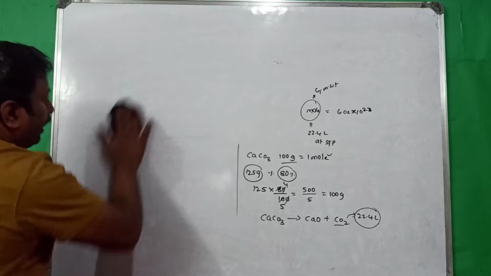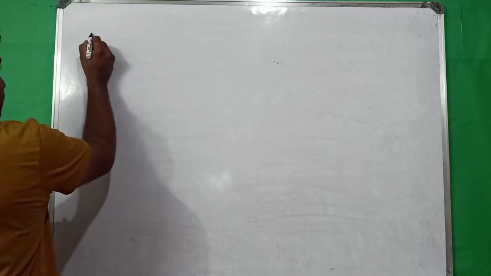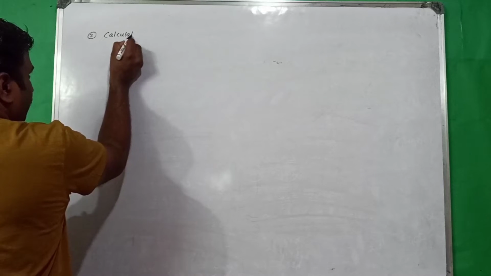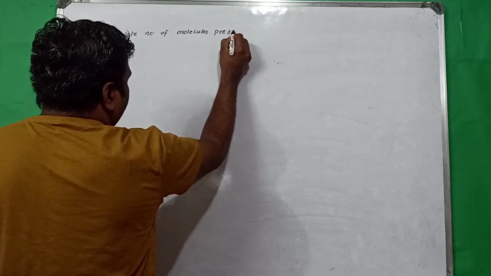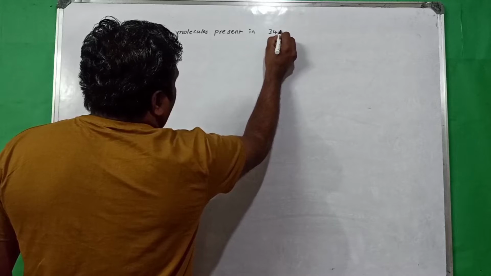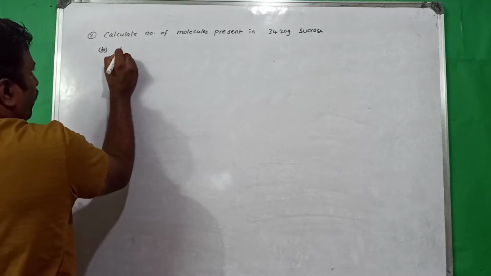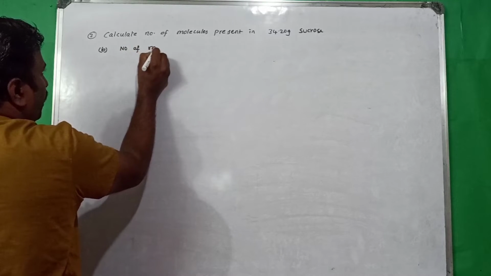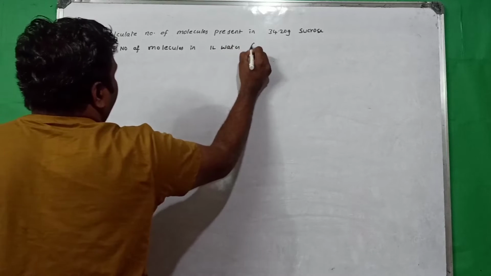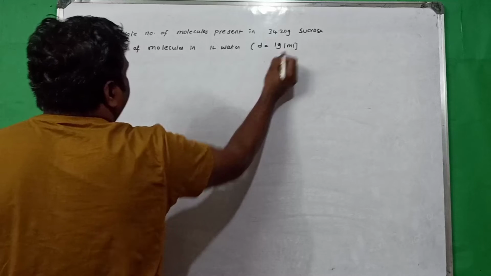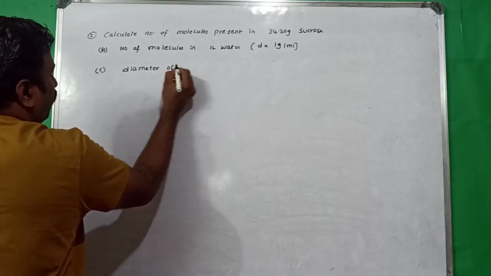Question number 2: Calculate A, the number of molecules present in 34.20 grams of sucrose; B, the number of molecules in 1 liter of water, if density is equal to 1 gram per ml; and C, calculate the diameter of one water molecule.